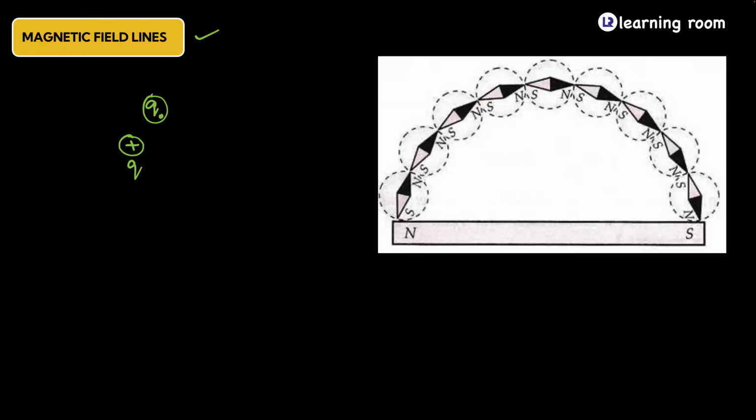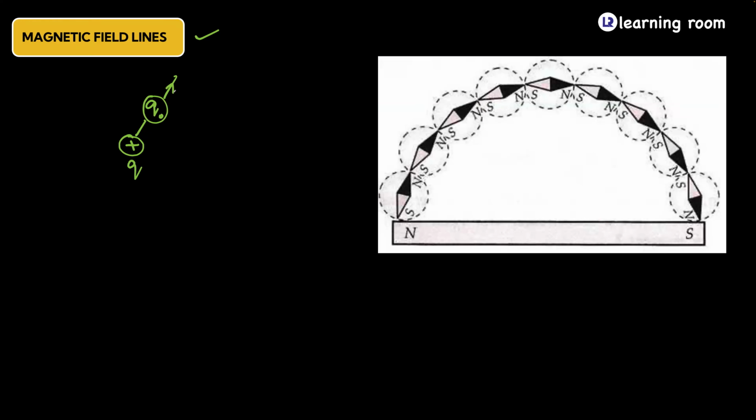Make sense? So what did I say? Q is the isolated source charge that we have considered. Q naught is a test charge that we have placed. By default, it is positive. So this charge, due to the source charge, will experience a force outward. So it clearly says that the electric field line's direction is decided by the direction in which the test charge experiences force due to the source charge.